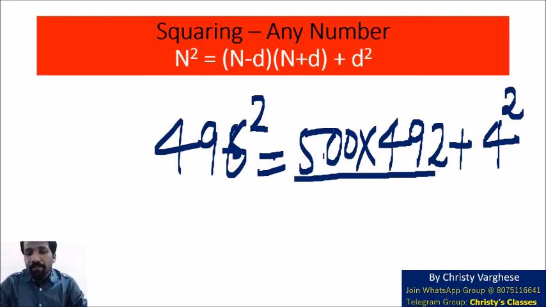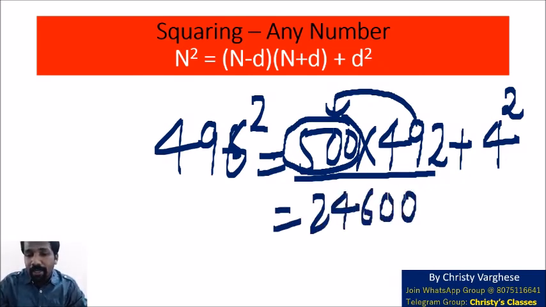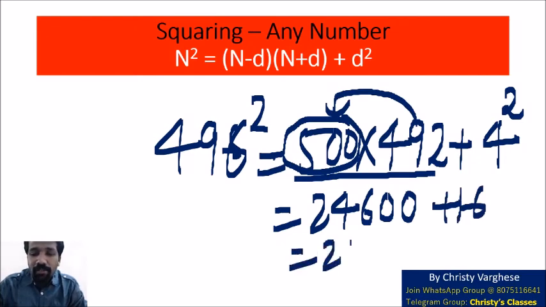Now you may be thinking that is a big multiplication. Not at all. 500 is what? Half of 1000. So 492 into 1000 is 492,000. So 492 into 500 will be half of 492,000. Half of 500 is 250, so half of 492 is 250 minus 4, 246. Yeah, there you have to know some multiplication techniques which I have taught in the plus courses. I will try to give those kinds of ideas in the upcoming classes, how to multiply faster. Anyway, you will get 24600 plus 16. 24600 plus 16 is what? 24616 will be the answer.